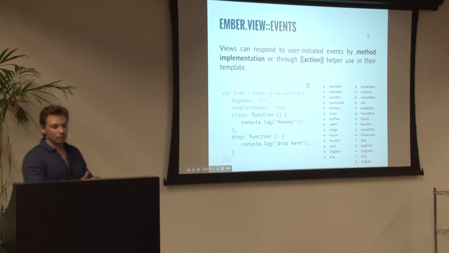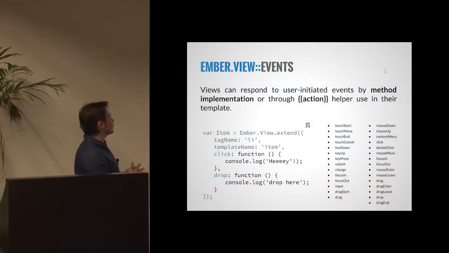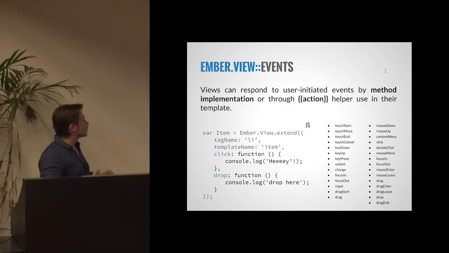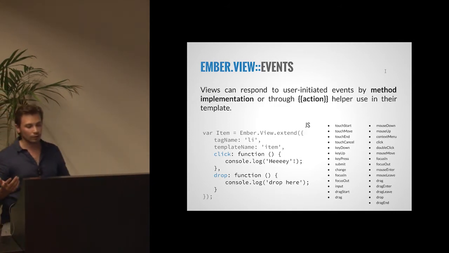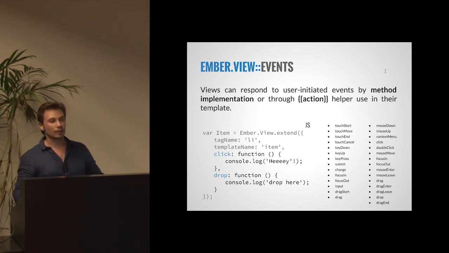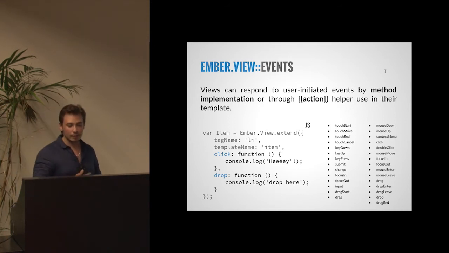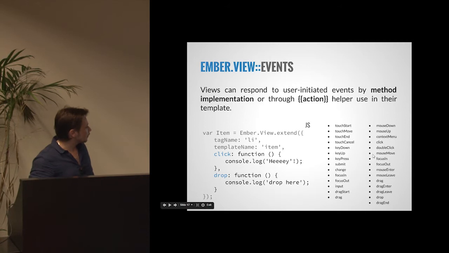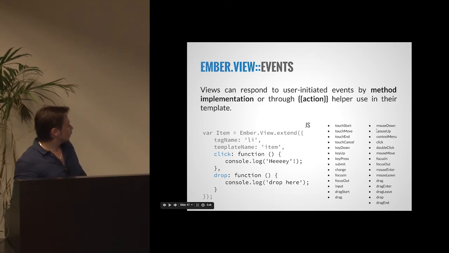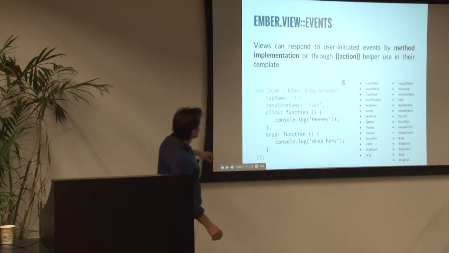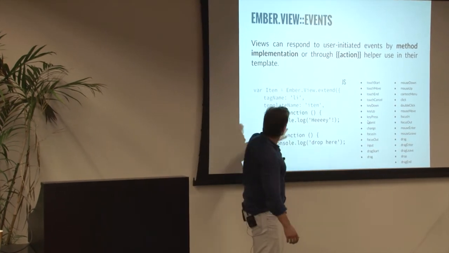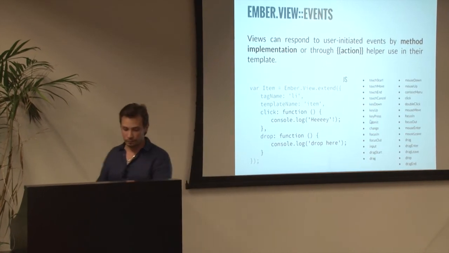Okay, so views can respond to user-initiated events by two approaches. The first one is method implementation, which I'm going to show you now, and the second one is the action helper, which Oren mentioned. It's if you write action inside the template. Ember has a long list of events that it deals with, and inside your view you just type the name of the event from this list, and you specify the function for what it should do.